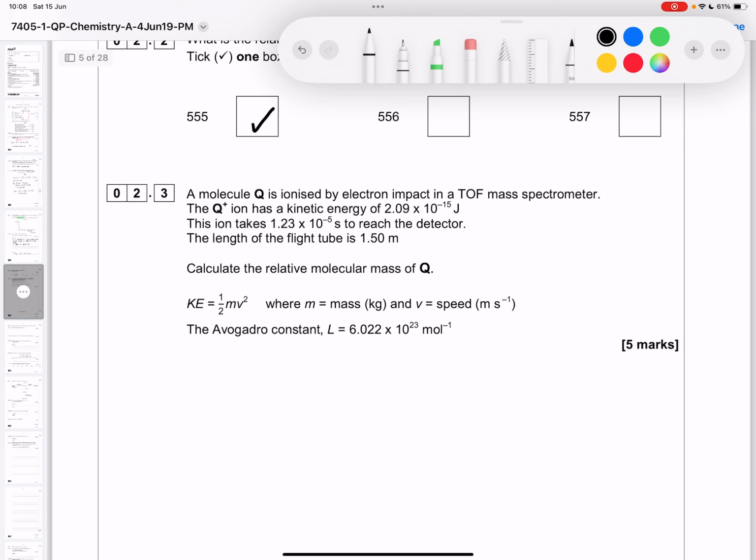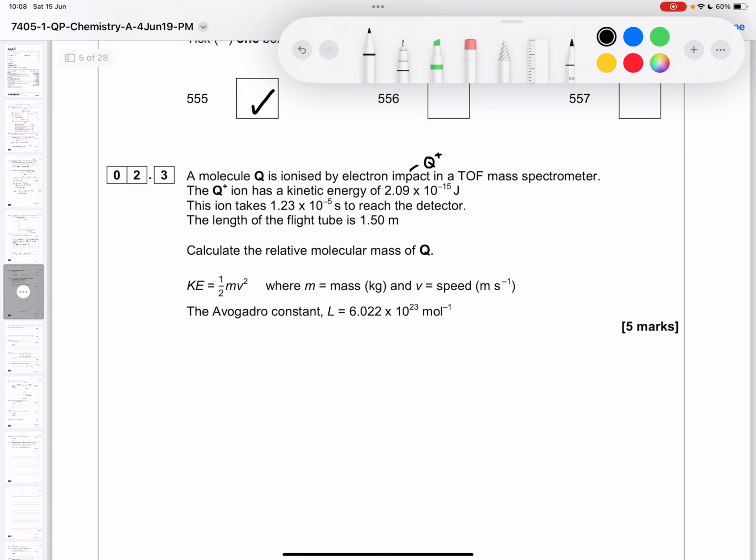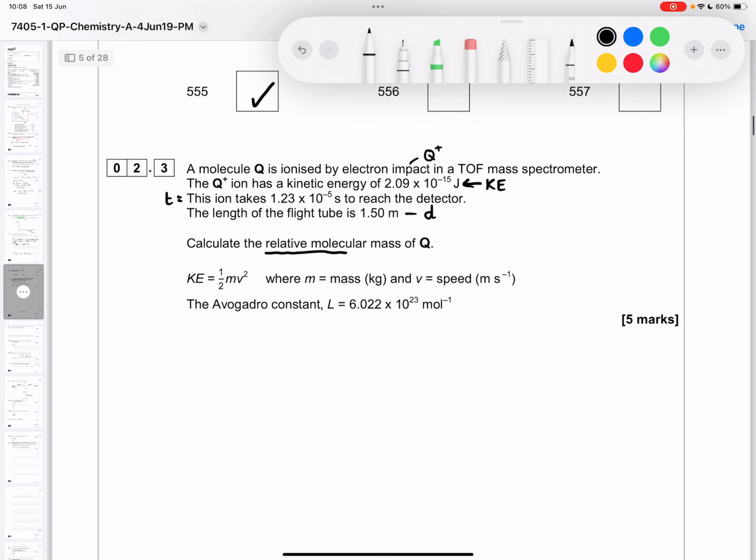So our answer is going to actually be 555. And now a different molecule Q is ionised by electron impact. This just means it's knocking off electrons, so it's just going to become Q+ in a time of flight mass spectrometer. The Q+ ion has a kinetic energy, so this is our KE, of 2.09 times 10 to the minus 15. Time T is 1.23 times 10 to the minus 5 seconds, and the length of the flight tube D is 1.5 metres. Calculate the relative molecular mass, that's the Mr, of Q.